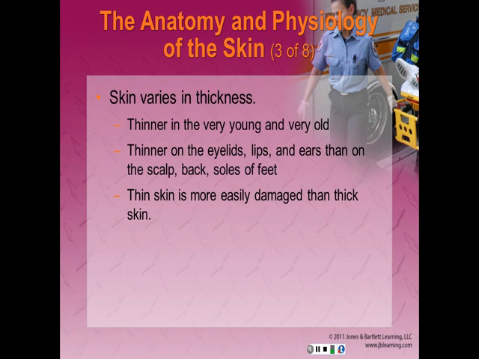The skin varies in thickness depending on the person's age and the skin's location. It's thinner in the very young and the very old, and it's thinner on the eyelids, the lips, and the ears than it is on the scalp, the back, and the soles of the feet. Thin skin is more easily damaged than thick skin.